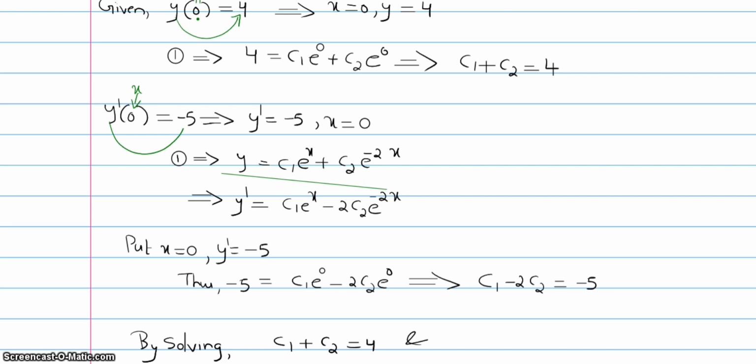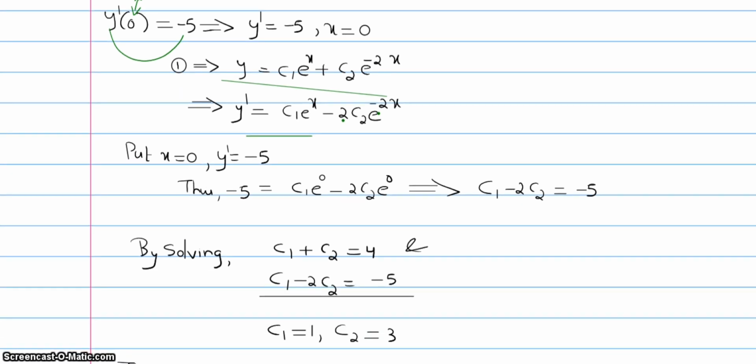So the derivative of y is y dash, c1 times the derivative of e raised to x, which is e raised to x, plus c2 into the derivative of e raised to minus 2x, which is minus 2 into e raised to minus 2x. So y dash equal to c1 e raised to x minus 2 c2 e raised to minus 2x. Now we can apply this condition x equal to 0 and y dash equal to minus 5. The value of e raised to 0 is 1. So we get another equation c1 minus 2 c2 equal to minus 5.